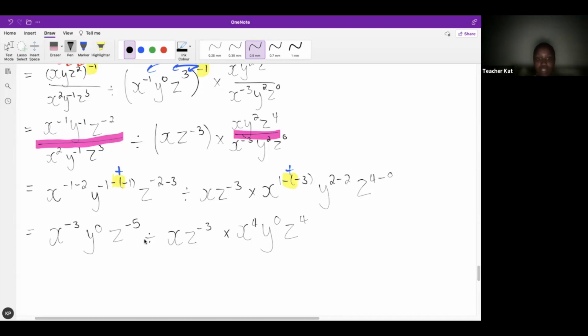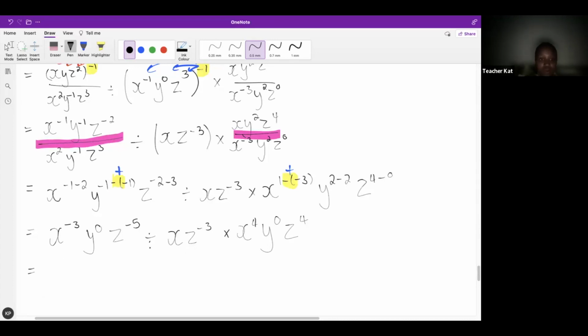Now we only have times and divide. Do you guys want to do one long step or one step at a time? We only have 5 minutes left, guys. One step at a time. Okay, let's first divide. How's that?